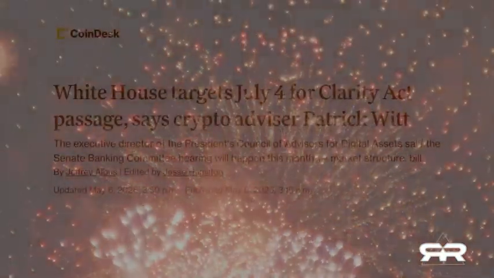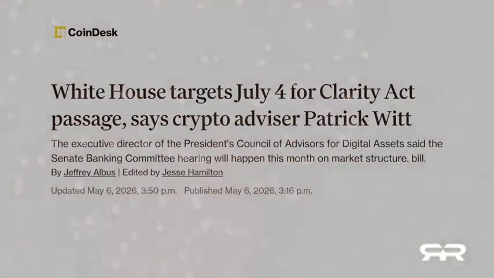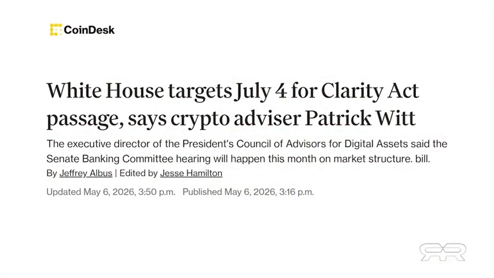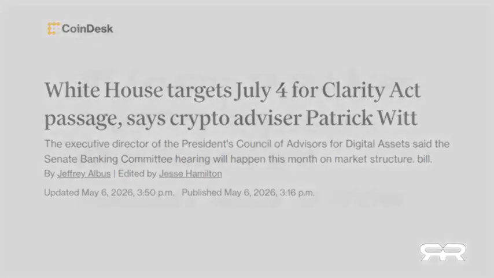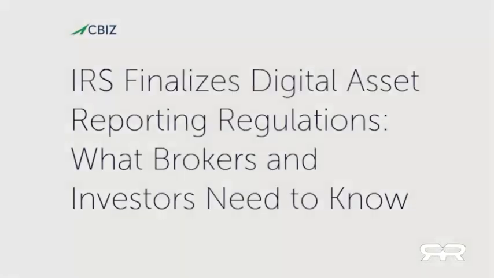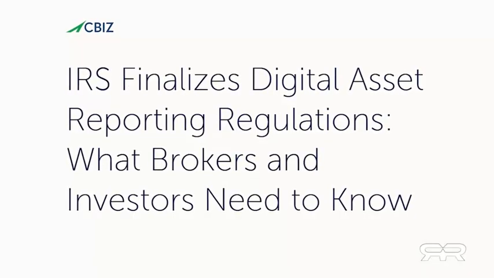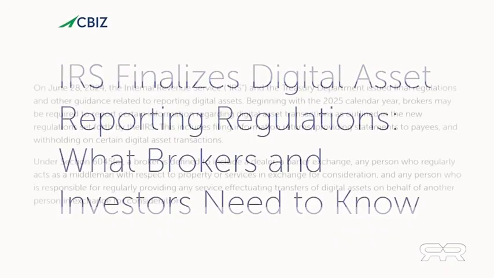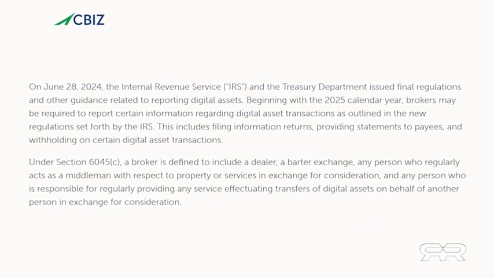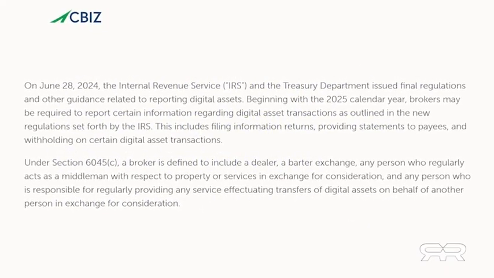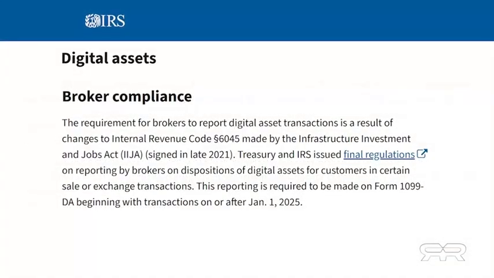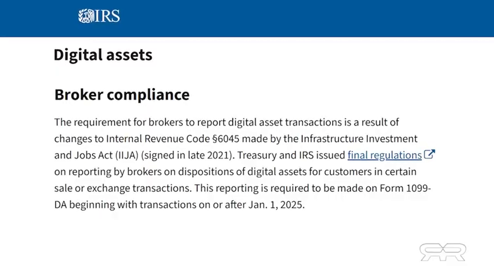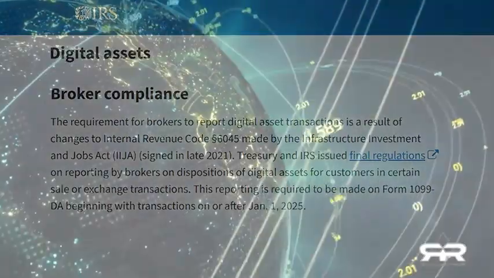the White House is targeting a July 4 deadline for the Clarity Act to become law, which will be the legal framework for the agentic crypto economy and comprehensive oversight by the IRS. Changes to Internal Revenue Code Section 6045 require brokers, any person who is responsible for regularly providing any service effectuating transfers of digital assets on behalf of another person, to report digital asset transactions to the IRS. This is happening on the international level as well.